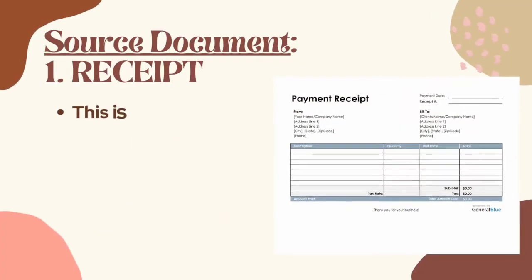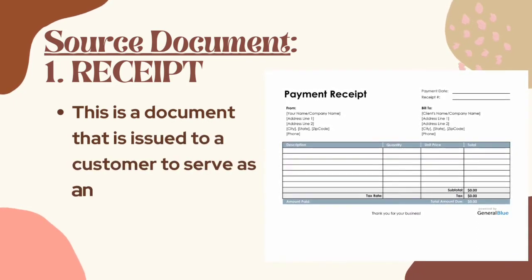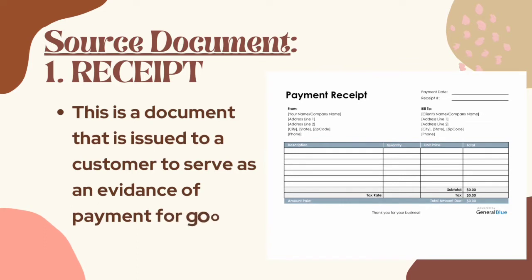The receipt. A receipt is a document that is issued to a customer to serve as evidence of payment for goods and services. It is issued to a customer after the customer has paid for goods or services rendered. So when he buys things in the market or especially supermarkets, they write a receipt, and this receipt contains the description of the goods, the quantity of the goods, the amount per unit, and the total amount of the goods. It's an evidence of payment.